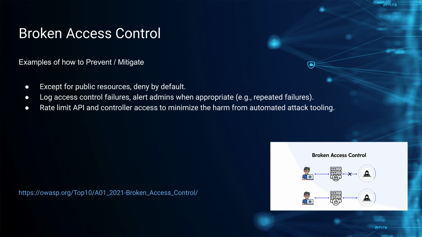So these are some of the ways that you can prevent and mitigate broken access control. And of course, you can see some other ways as well to mitigate this, again by visiting OWASP.org. So this was the first on the list. Next off, we will move to number 2 on the OWASP top 10.